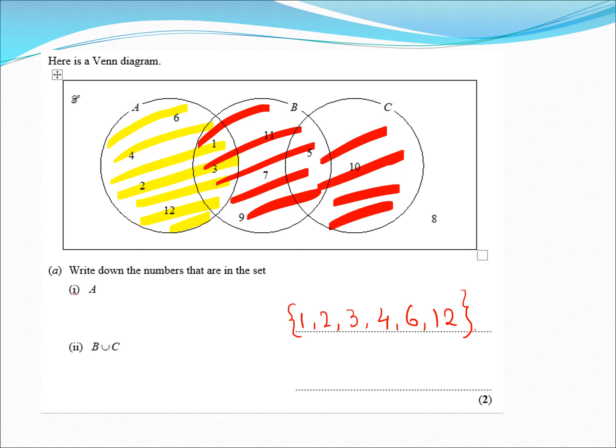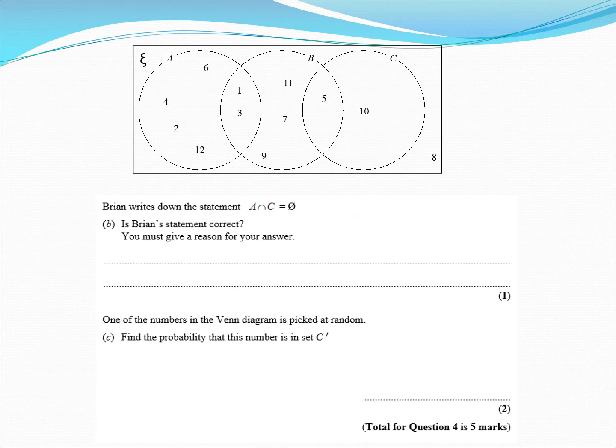So let's see what the elements are. I've got 1, 3, 5, 7, 9, 11, and 10. So I have got 1, 3, 5, 7, 9, 10, and 11. Which means union means you are combining both the sets together. Right? So that's 2 marks. Next part of the question.